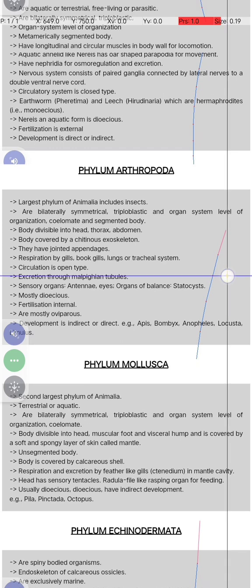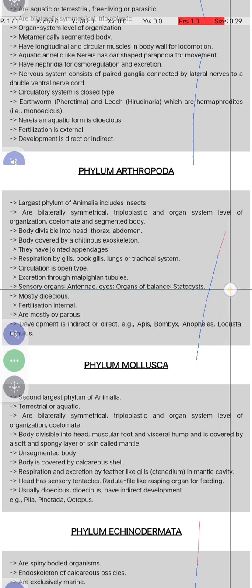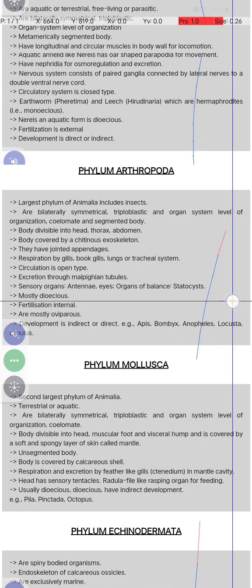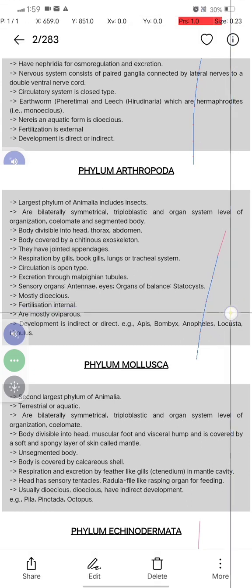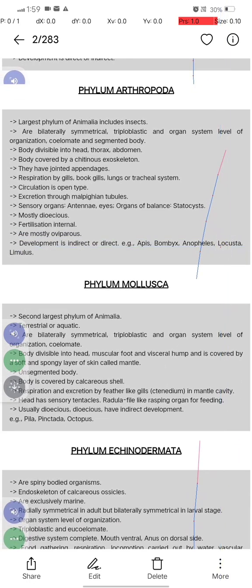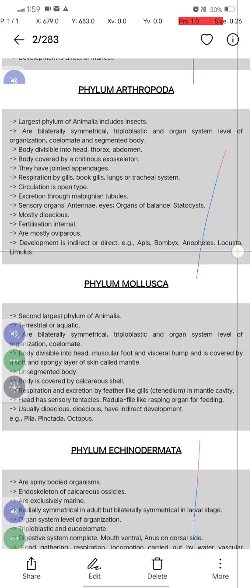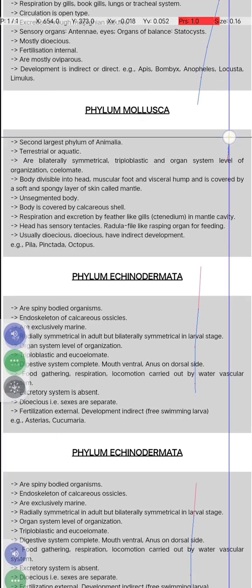Circulation is open type, excretion is through Malpighian tubules, and the sensory organs are antennae and eyes, with statocysts as organs of balance. Mostly dioecious, fertilization is internal and mostly oviparous. Development is indirect. Examples: Apis, Bombyx, Anopheles, Locusta, Limulus.